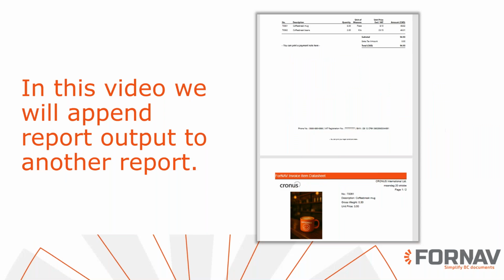Today we're going to explain how to append the output from another report to your Business Central reports. There are cases where it would be nice to add the output from another report to a report. For instance, you can add the pricing list to the picking list, to an order confirmation, or an item datasheet to an invoice. FORNAV reports have a special property called subreport that does just this. It's easy to use and it requires no programming at all. Let's go and have a look.